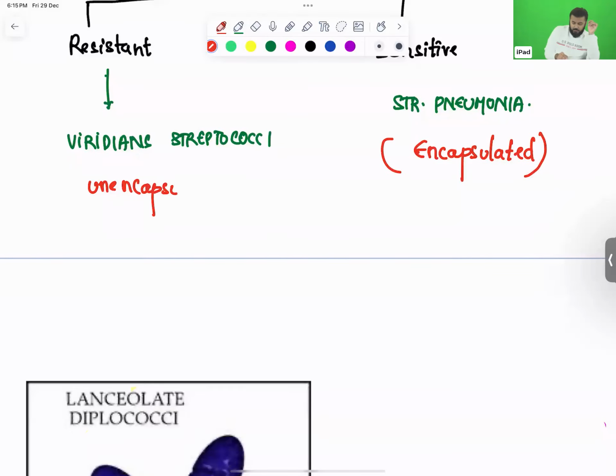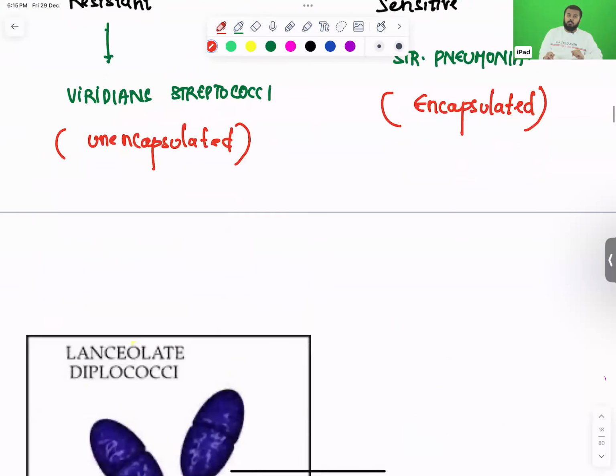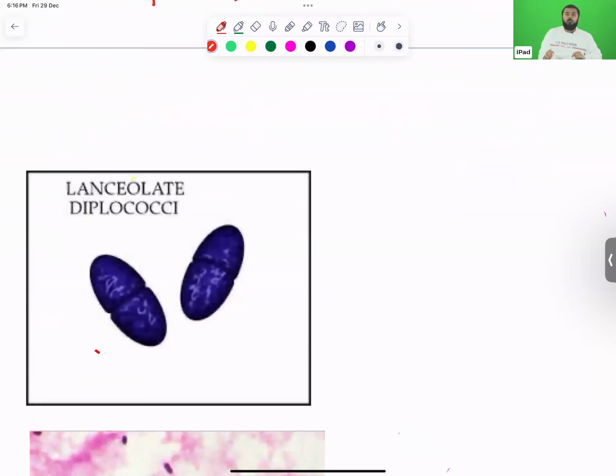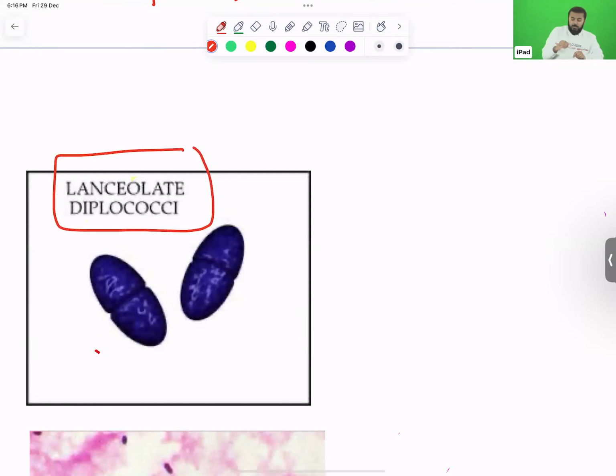Unencapsulated. So one is encapsulated, another one is unencapsulated. Till here you are clear. Next important thing you need to know is that if you look at the shape of the streptococci, cocci in the sense they're circular shape. So actually these streptococci are in the form of pairs. Look, this type of structure you call it as lanceolate diplococci.